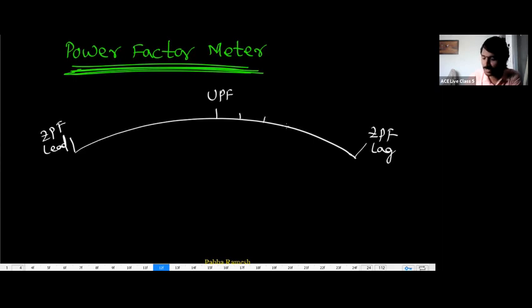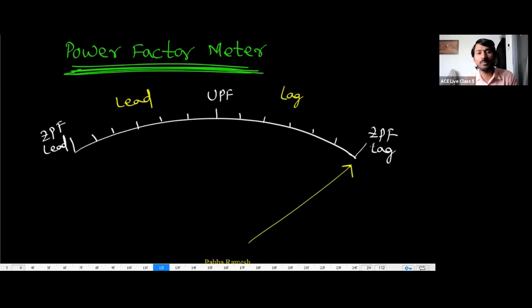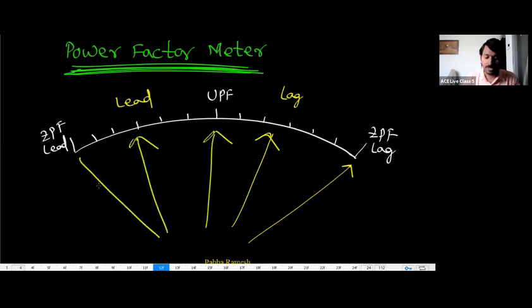This entire thing is lagging. Here, this entire thing is leading. So my question is, each and every scale value is representing one of the load power factors or not? Definitely. If the pointer is showing like this, what does it mean? 0 power factor lagging means pure inductive load. Suppose it is showing like this, means RL load, resistive load, RC load. Here it is pure capacitor load.